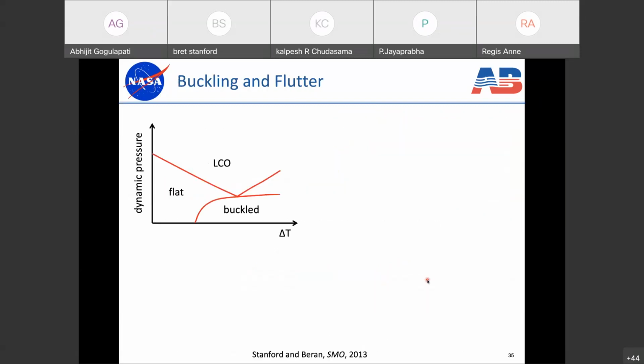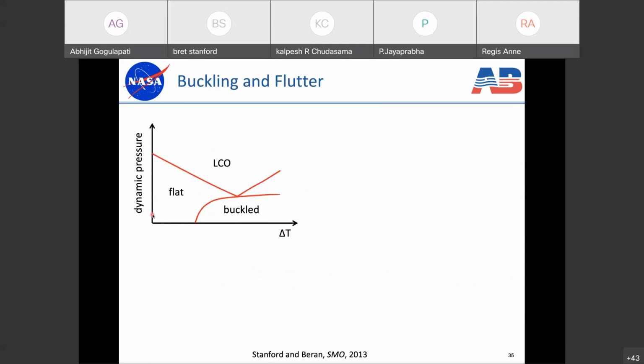So those failure boundaries are shown here, and so I'll go into some detail about what we're looking at. What I'm showing here are the failure boundaries for a supersonic panel. On the x-axis, we have delta T, which is the temperature rise, and on the y-axis, we have dynamic pressure, which is the severity of the flow over the top surface of that panel.